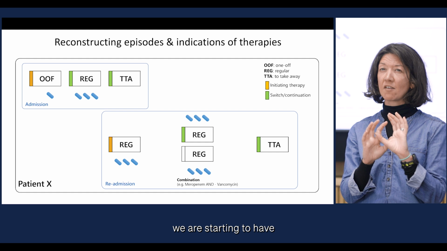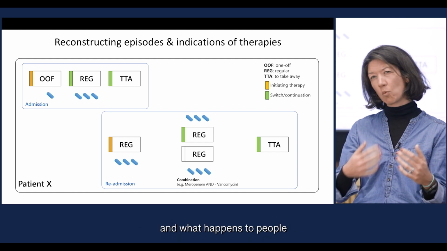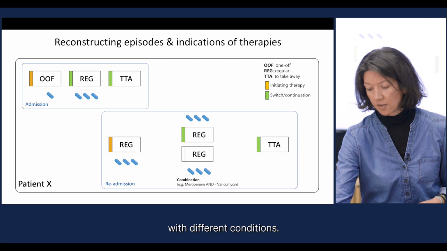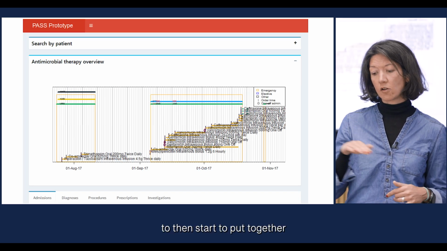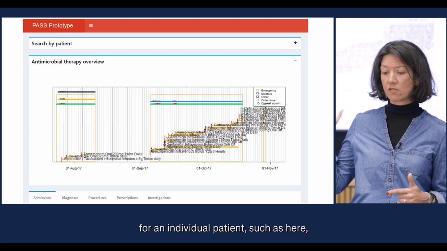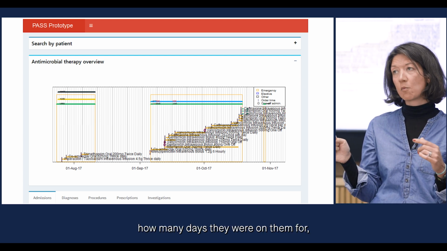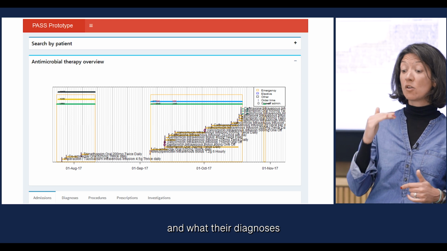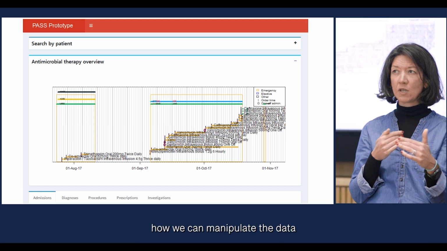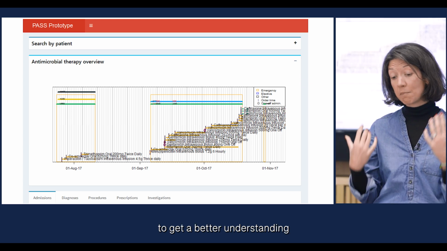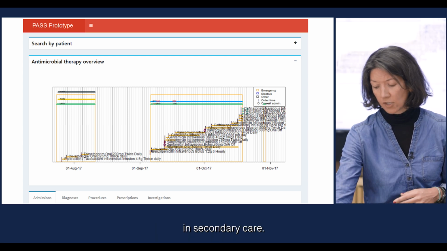And so we're starting to have a much more detailed understanding of which antibiotics people are getting and what happens to people with different conditions. That's allowed us to then start to put together, for an individual patient, such as here, when they were on different drugs, how many days they were on them for, and what their diagnoses were at different points in time. So we're just trying to think about how we can manipulate the data to get a better understanding of how antibiotics are being used in secondary care.